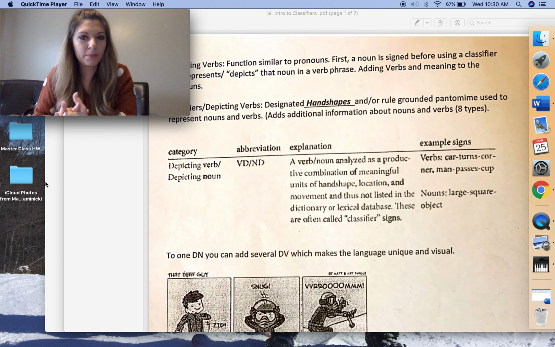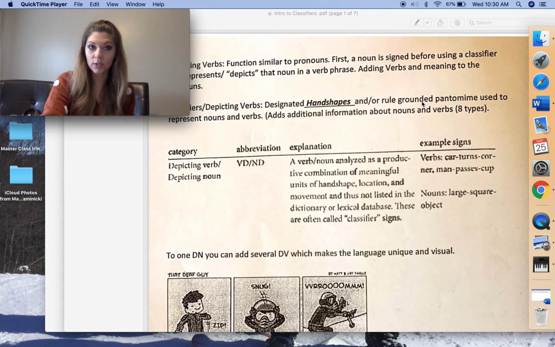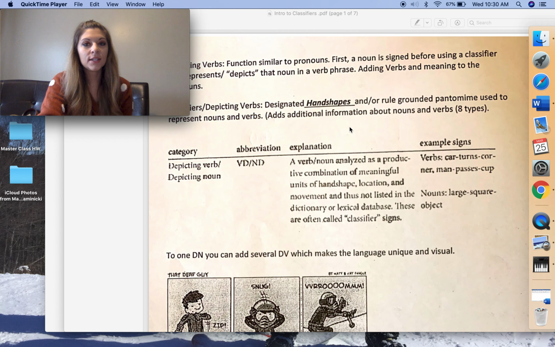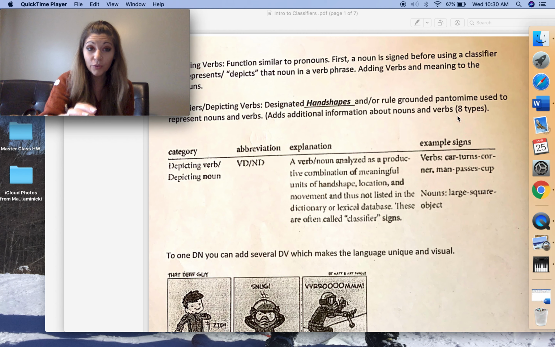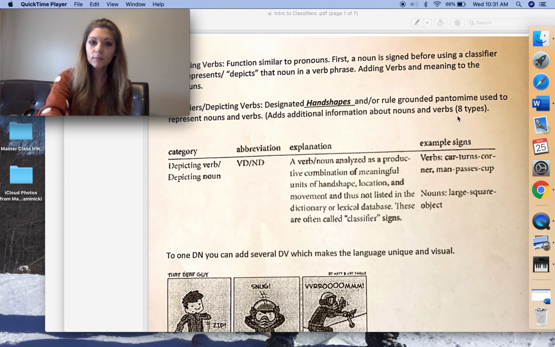So classifiers or depicting verbs are designated hand shapes. Again, here's that word, hand shapes. And or rule-governed pantomime. And we're going to get to that in 1 second. There's one exception to this hand shape rule, and it's this rule-grounded pantomime, used to represent nouns and verbs. It adds additional information to the nouns and verbs, and there are 8 types of those. So that is very, very important for you to remember and to know there are 8 classifier types that are different than classifier hand shapes, and that's why you need an extra sheet of paper to take notes on, because we're going to talk about those 8 classifier types in a second.